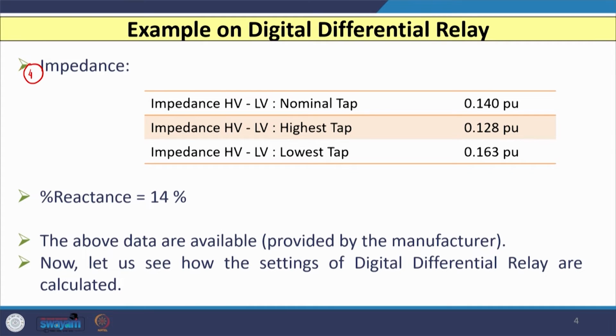Next is the impedance details. If I consider the values of impedance, then we need the impedance of HV to LV at nominal tap, let us say it is 0.14 per unit.